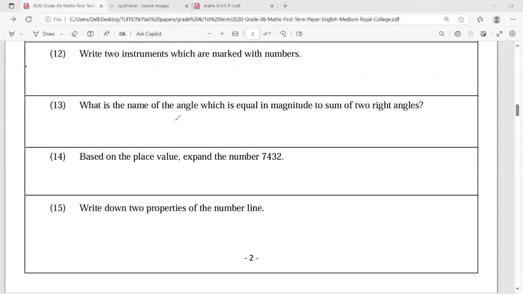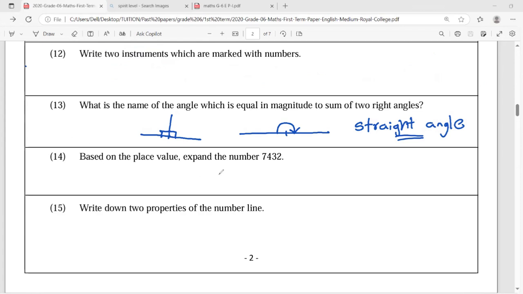What is the name of the angle which is equal in magnitude to the sum of two right angles? You know, if you take one right angle, it looks like this. If you add another right angle, it will look like this. So if you take that thing, it will look like this. So this is called the straight angle. So your answer is straight angle.